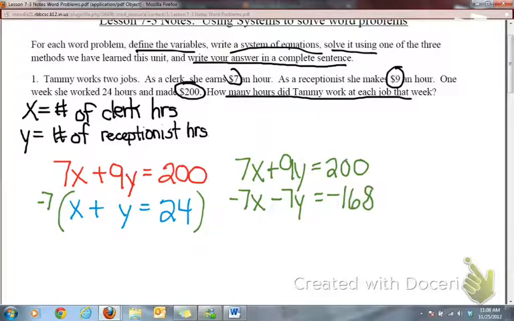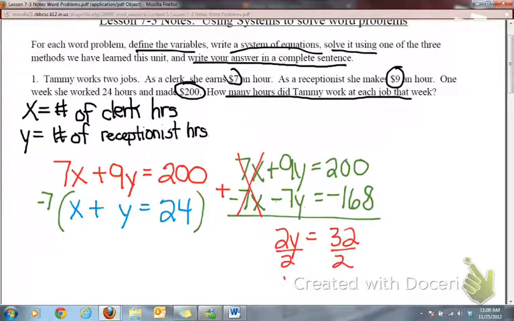Okay, so now I can, like I said, add these equations together. Since the x's have the same number but they're opposites, that's like 7x plus -7x, and that gives me 0. So the y's are going to give me 2y, 9y plus -7y. So that's 2y. And then if I take 200 minus 168, that gives me 32. And then if I divide by 2 here, that means y equals 16.